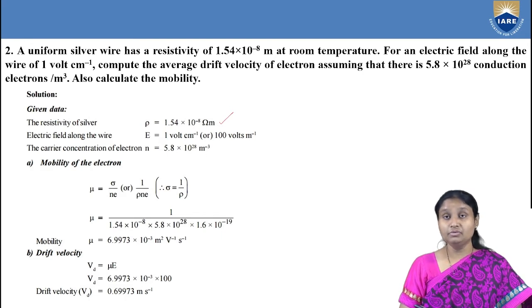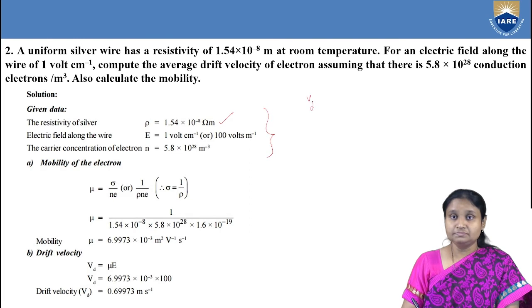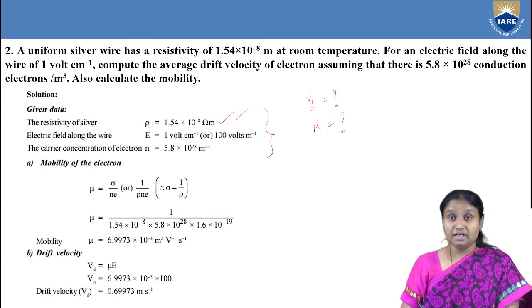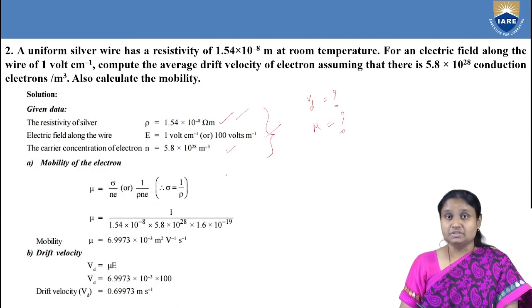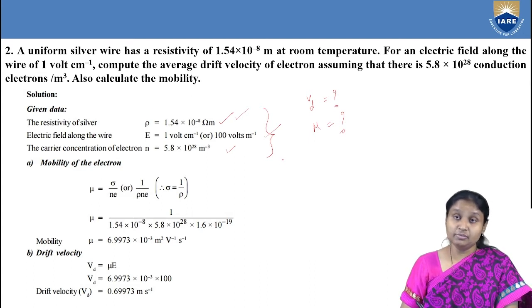And here we have to calculate two things: one is drift velocity and the second is mobility of charge carriers. From the data given, we have the resistivity rho, the electric field, and the carrier concentration. So first we'll try to find mobility, because from the data given it is easy to find mobility first.